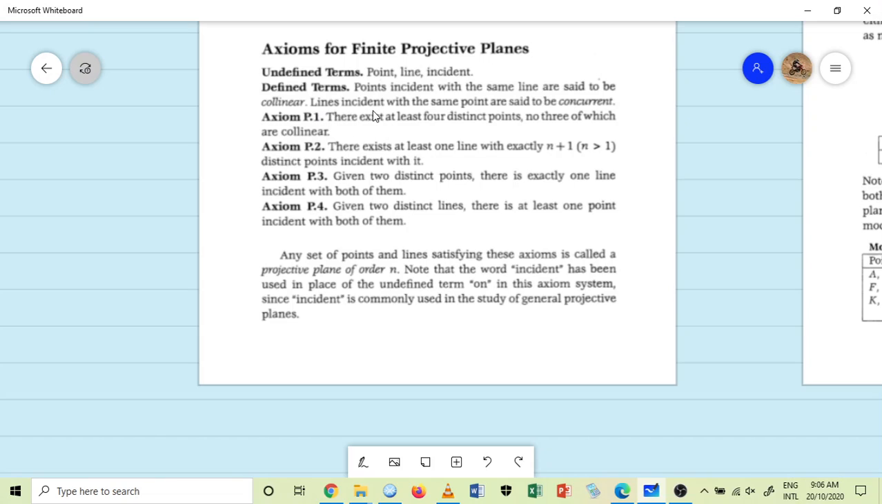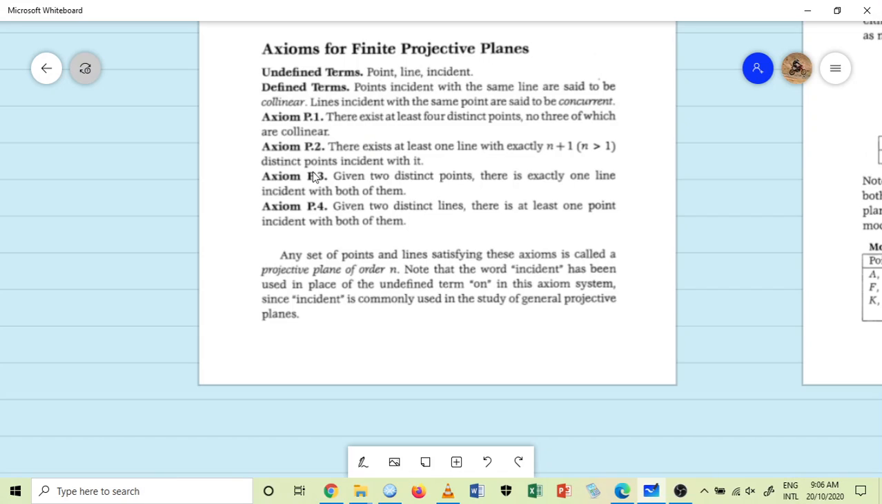While lines incident with the same point are said to be concurrent. In other words, intersecting. So these are lines which contain a common point. So they are said to be concurrent.